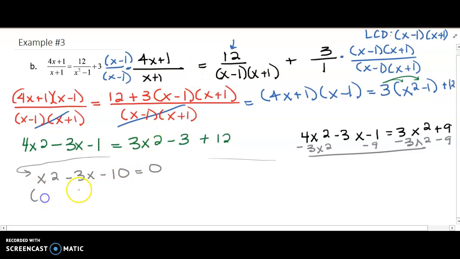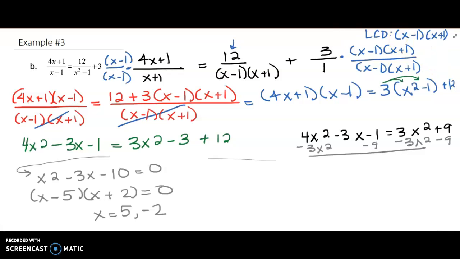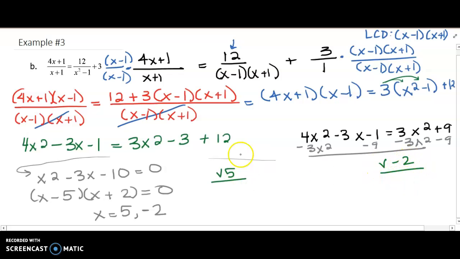Okay, luckily for us, this factors nicely, right? (x minus 5)(x plus 2). So my x here is 5 and negative 2. Okay, now what I want to do is go check both. So I want to check 5 and I want to check negative 2. When I do that, I can just plug that into my calculator. I do get that both of them check out. If you don't believe me, put it in your calculator. So we do have two solutions, x equals 5 and x equals negative 2.